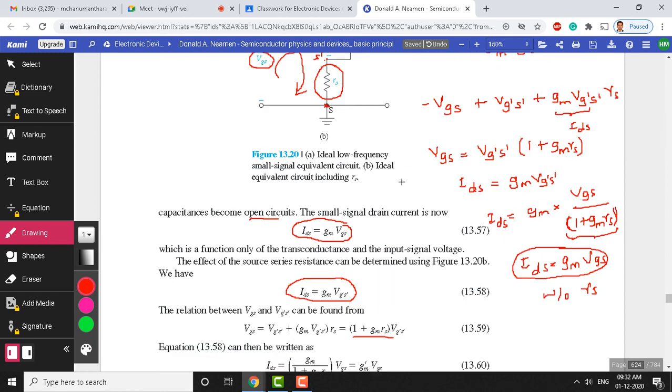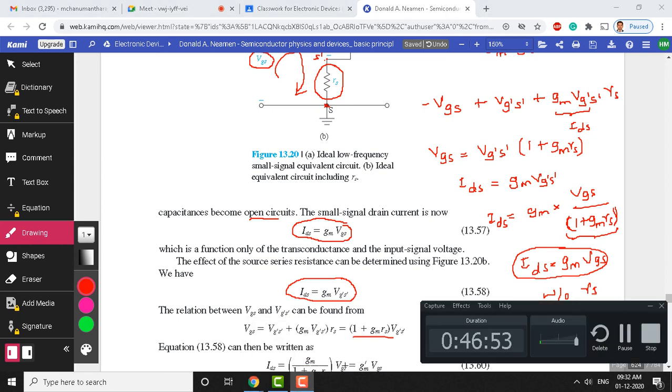So we will continue the remaining things in the next class. I hope you understood the importance of the ideal low frequency small signal circuit and the derivation for the drain to source current with and without RS. I'll stop at this point.